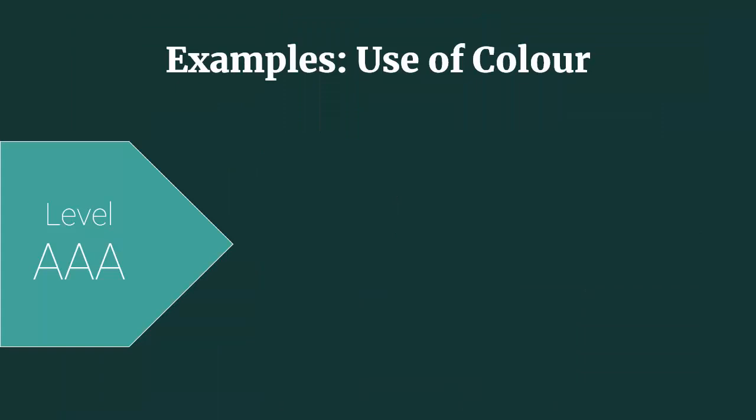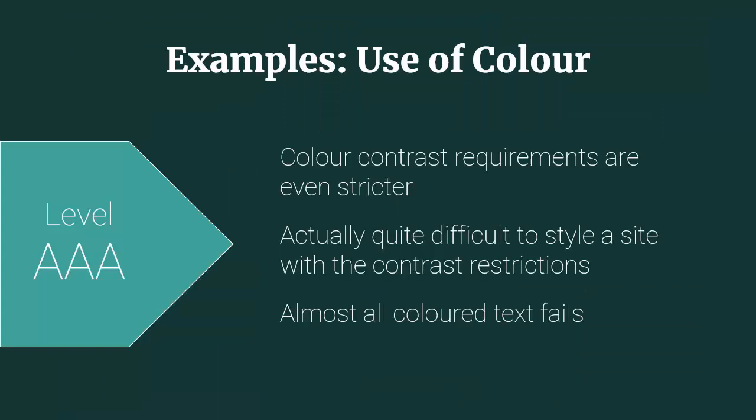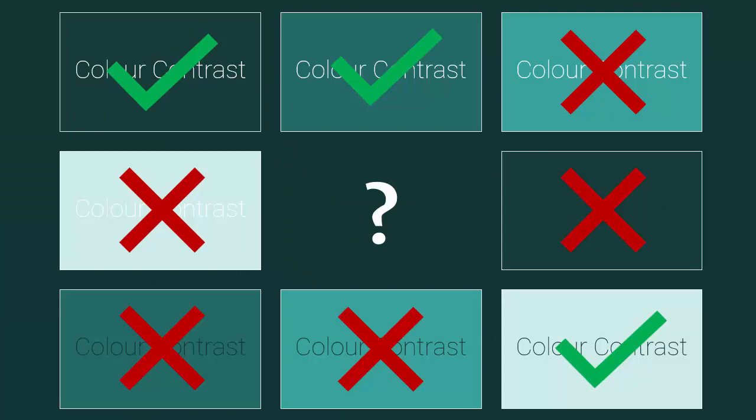Moving on to Level AAA, the colour contrast requirements become much stricter, to the point where it becomes quite difficult to style a site to look good. Almost all coloured text fails. Here are our results from the Level AA criterion. At Level AAA, this one's now a failure. At this level, it really only allows white text on very dark backgrounds or black text on very light.